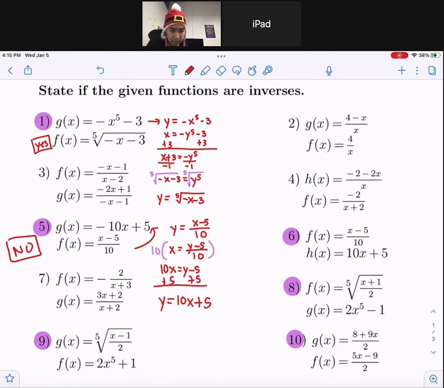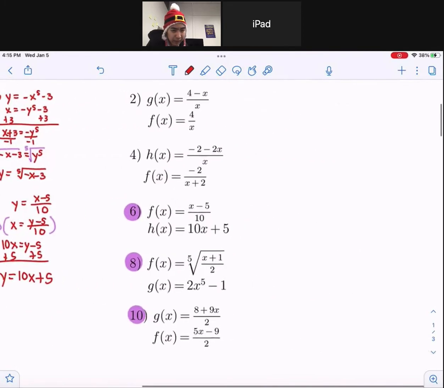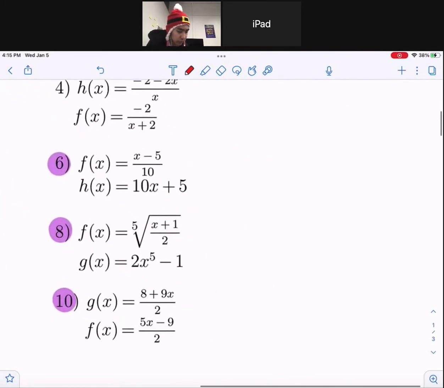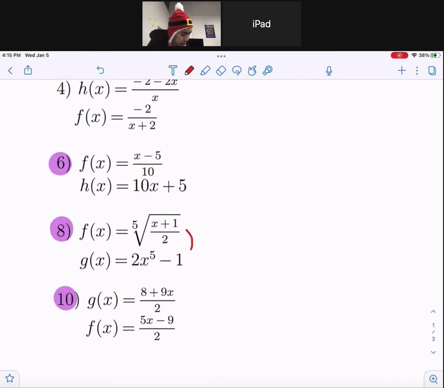Okay. Now let's try number 8. For number 8, we're going to see if these are inverses of each other. Let's start with this one. So y is equal to the fifth root of x plus 1 over 2. Switch the variables first, and then we're going to solve for our new y. Because this is the fifth root, in order to get rid of the fifth root, we have to raise both sides to the fifth power. So x to the fifth equals y plus 1 over 2.